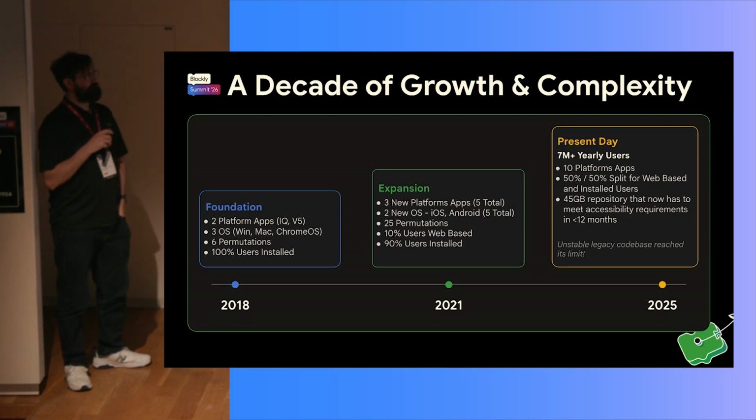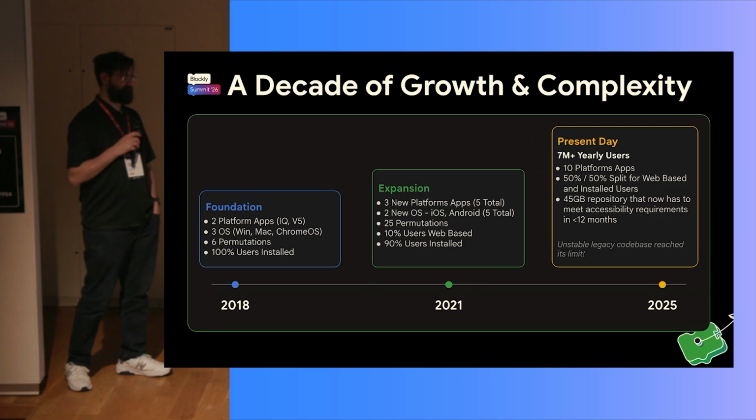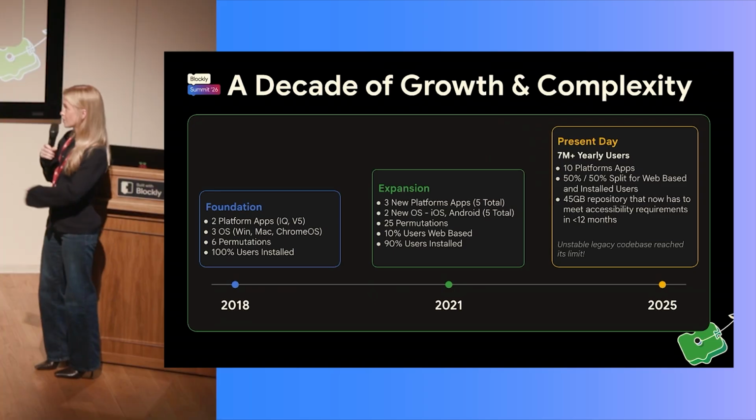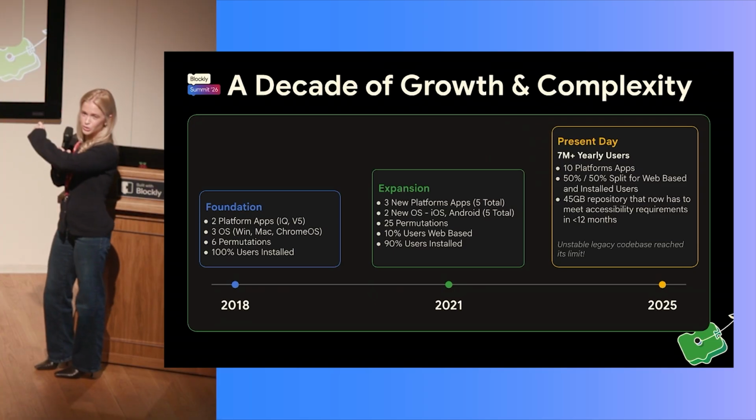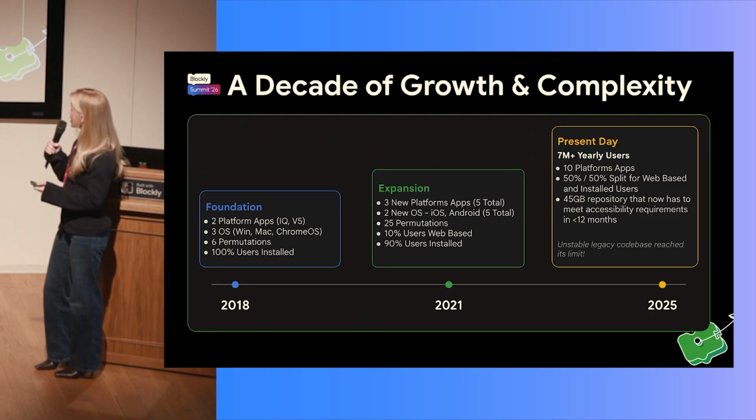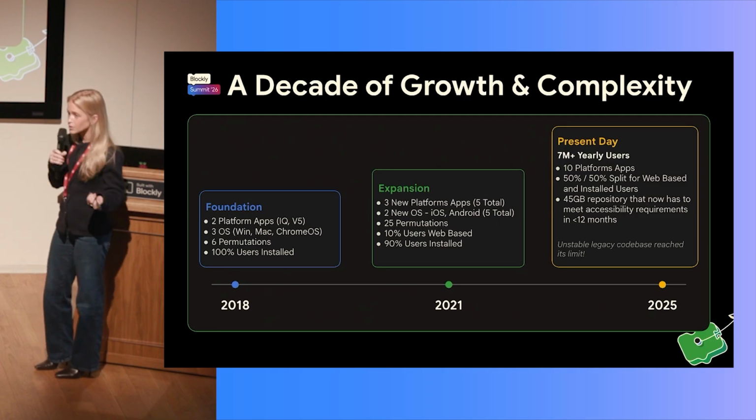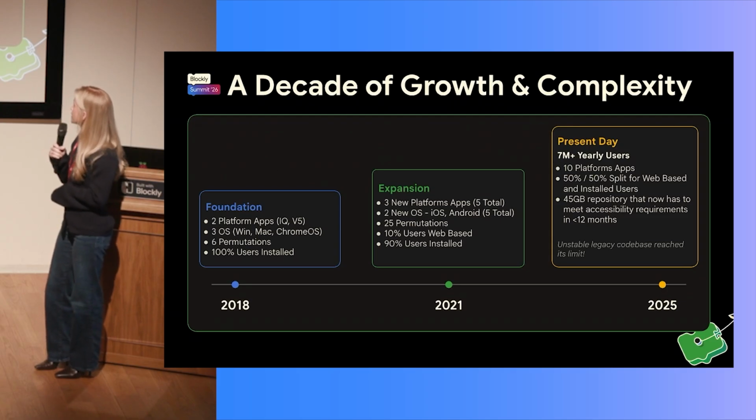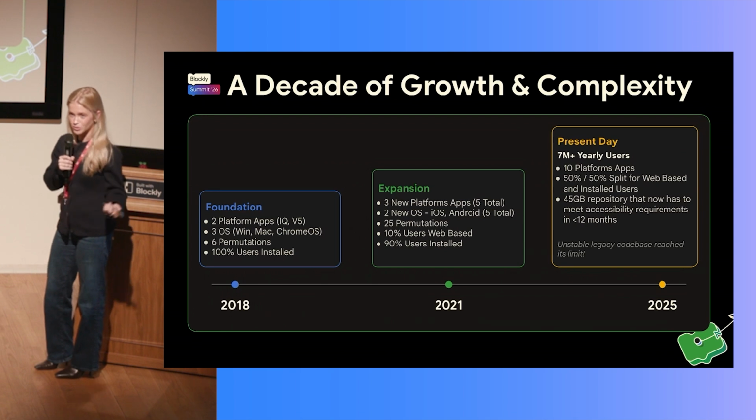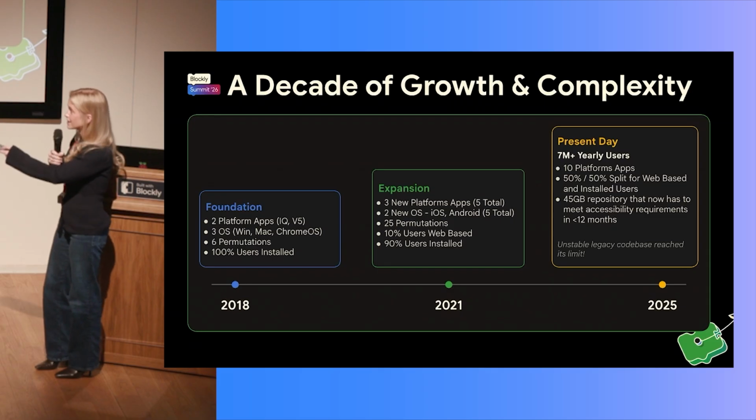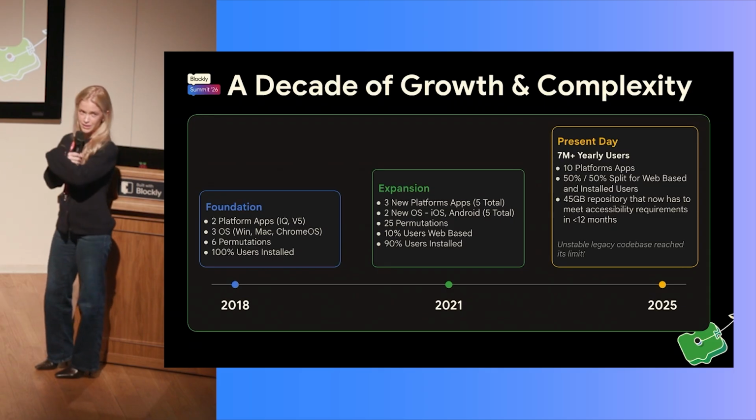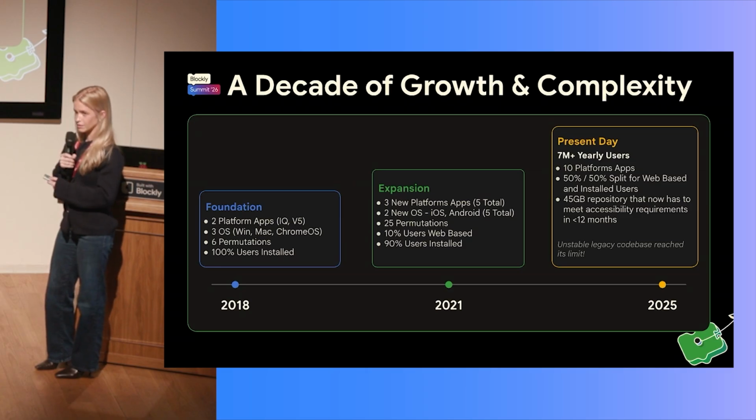Yes, so Jacob was here for all of this. He has been along from the start of the VEXcode journey. I just joined the team a few years ago, so I come in around the 2022 time point. And when I got there, we had 10 platforms. We had 7 million yearly users in just the web apps alone. And we had a 45 gigabyte repository that now is posed with the problem of meeting accessibility requirements that we did not exactly think of back in 2018, not knowing what this decade would bring as far as scale. So we had a large problem. We knew we wanted to solve it, and we were posed with how we would solve it.